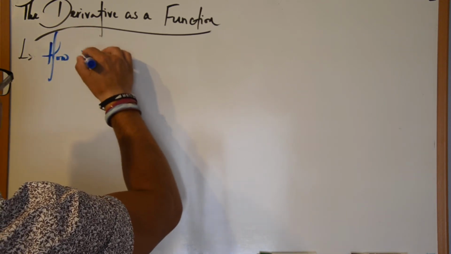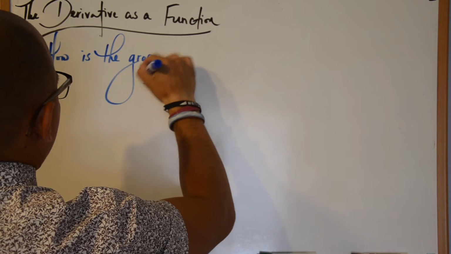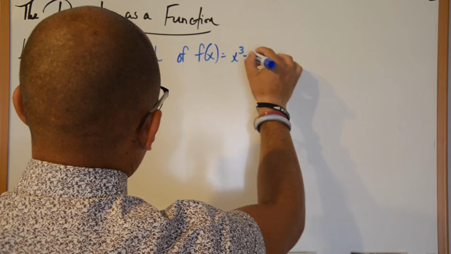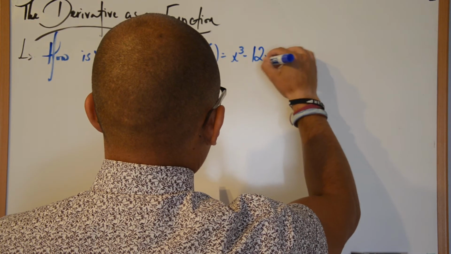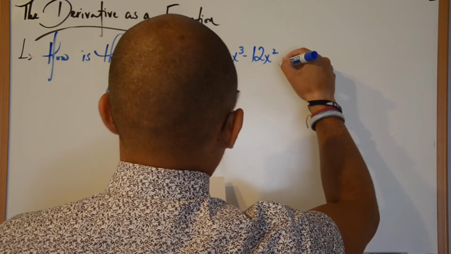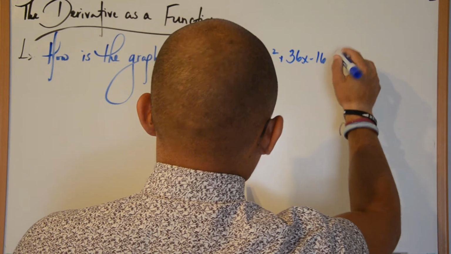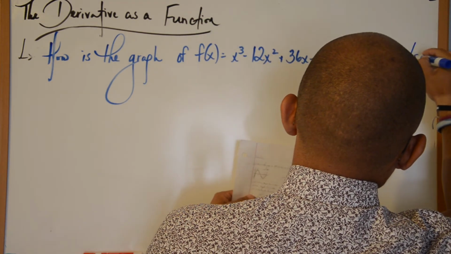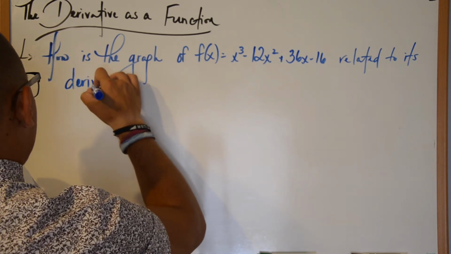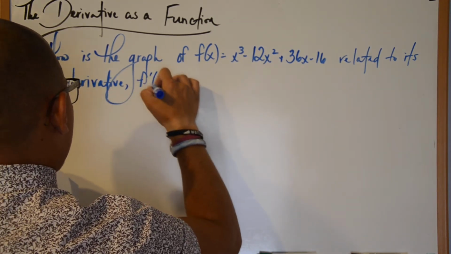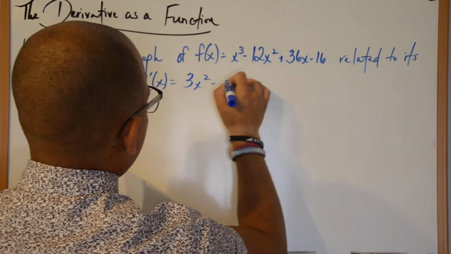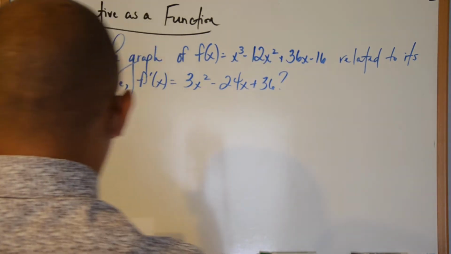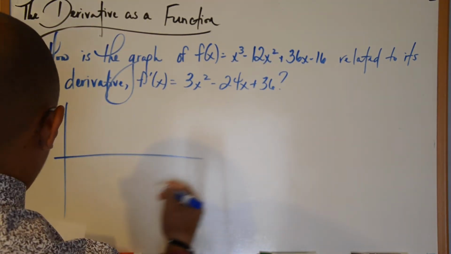How is the graph of f of x equal to x cubed minus 12x squared plus 36x minus 16 related to its derivative, f prime of x equals 3x squared minus 24x plus 36? Right, so we have a cubic and a quadratic. That should be a dead giveaway.